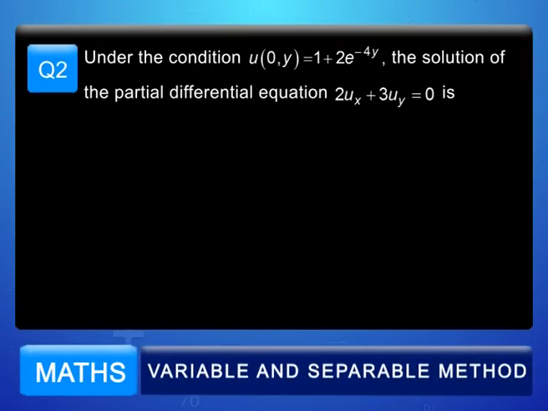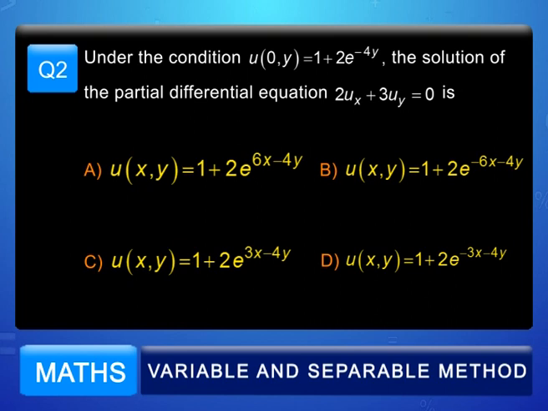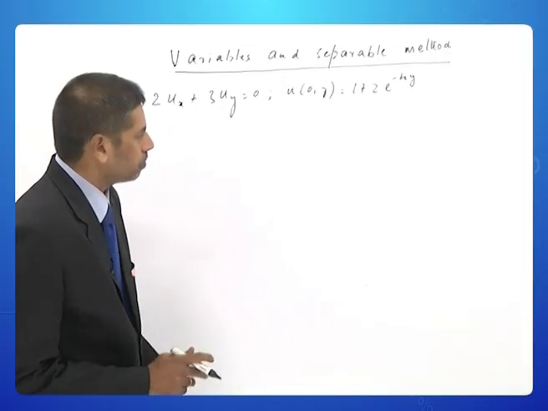Question number 2, another problem on the separation of variables. We have to solve 2u_x plus 3u_y is equal to 0 subject to the condition u(0, y) is equal to 1 plus 2 e power minus 4y. So a little bit of complication compared to the last problem.